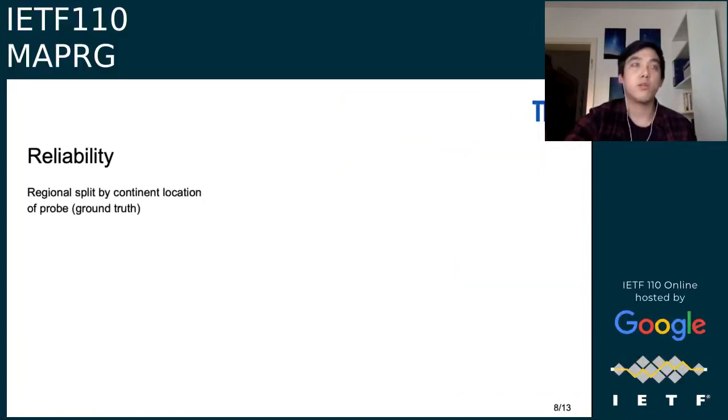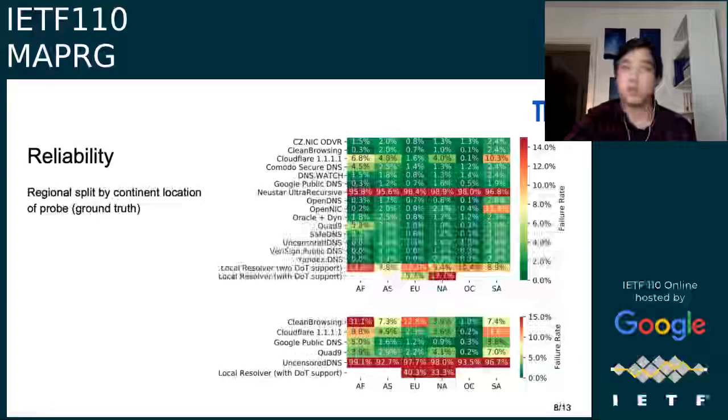Okay, moving on. We also take the previous table that we've seen and split this by region, by the location of the probe, to be more specific. And this is what it looks like. So this matrix shows the median failure rate for all the probes on a continent for a specific resolver in this case, with traditional DNS on top in the top matrix and DNS over TLS in the bottom one.